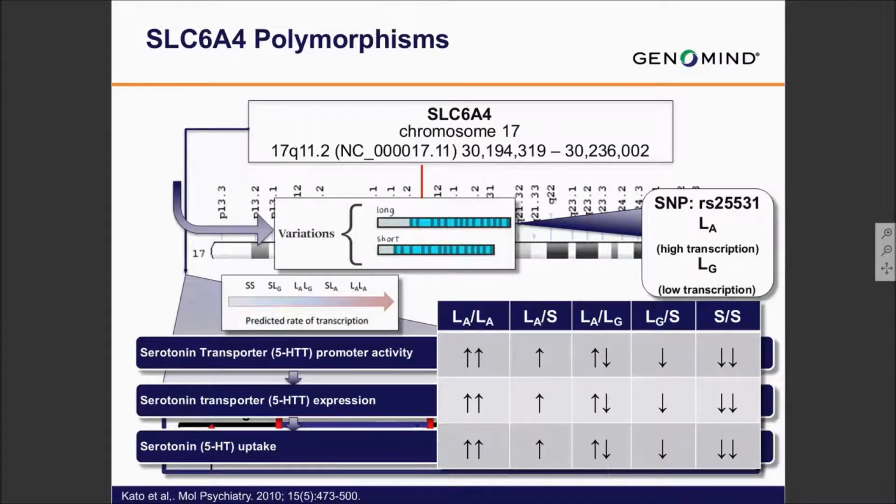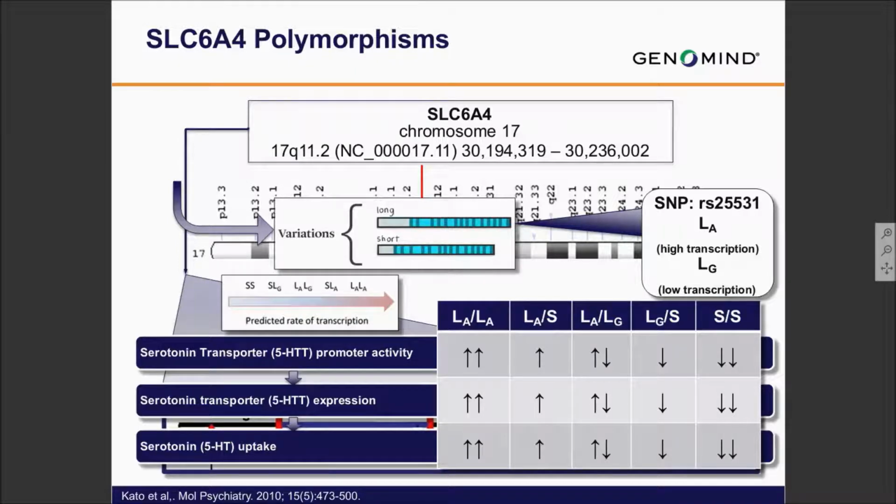SLC6A4 is a 41 kilobase gene found on the long or Q arm of chromosome 17. There are 3 variants of this gene, and these include the long, short, or LG versions. A polymorphism in the promoter region of the gene, which is known as 5-HTT-LPR, results in either long or short alleles. The short allele is missing 44 base pairs due to a deletion. Short, or S variants, have less transcriptional activity and result in lower serotonin reuptake than the alternative long, or L variant. The differential transcriptional activity caused by this polymorphism is influential in complex traits and diseases and treatment outcomes.